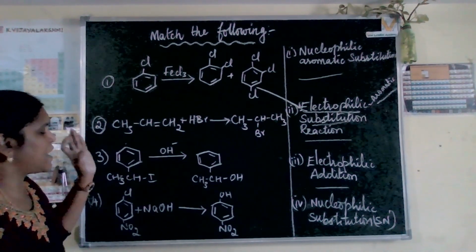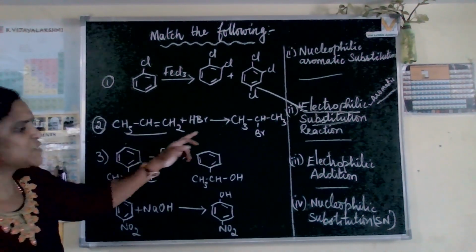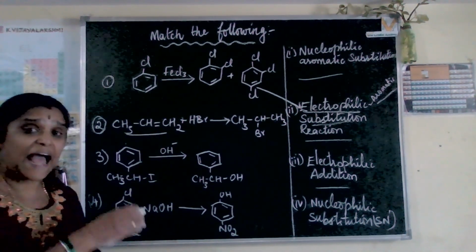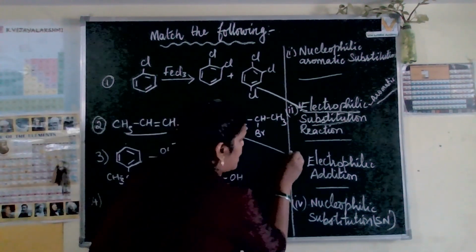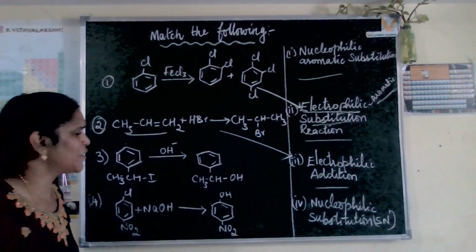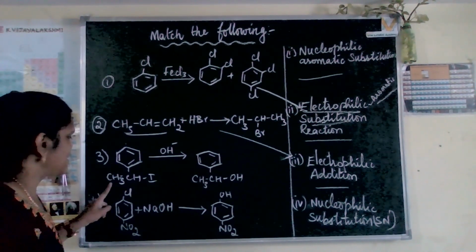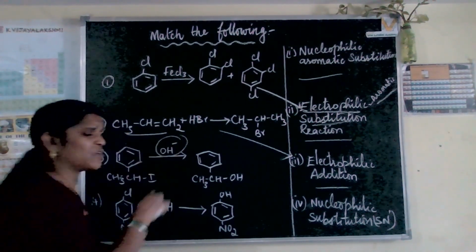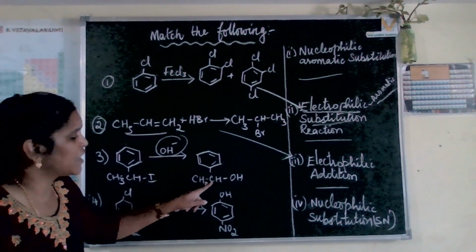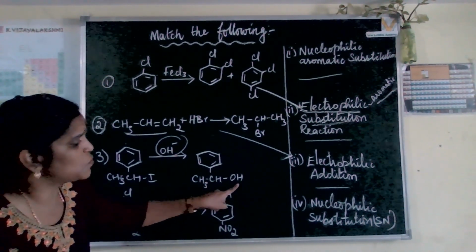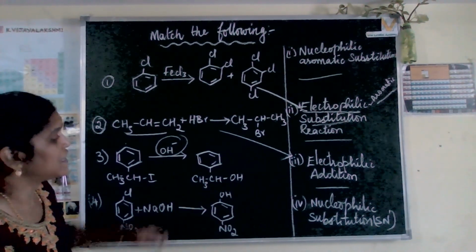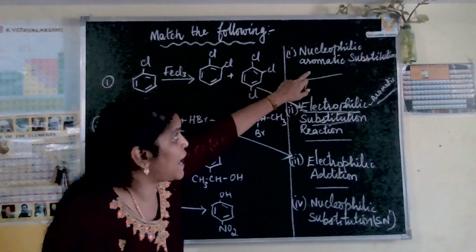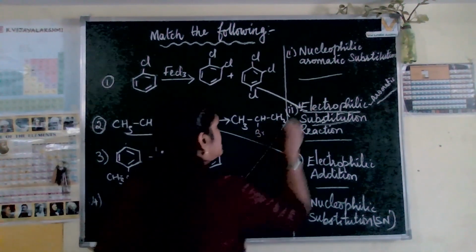Next, an alkene reacts with HBr, following Markovnikov's rule. Here the bond breaks and you are adding, so it is an electrophilic addition reaction. Now, benzene connected with CH3 CHI reacts with OH minus ion. OH minus is the nucleophile, remember that. You get CH3 CHOH. So among the two, this is nucleophilic substitution, and this answer is the exact one.